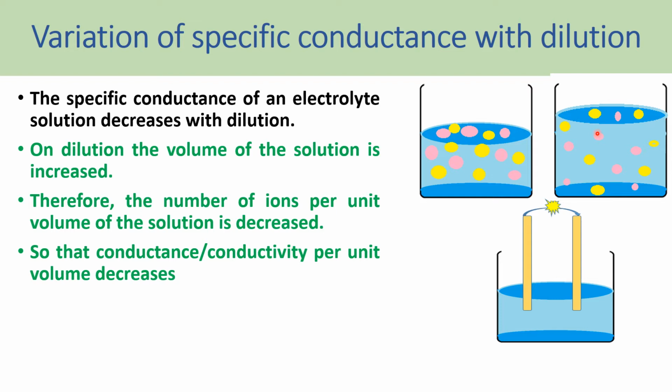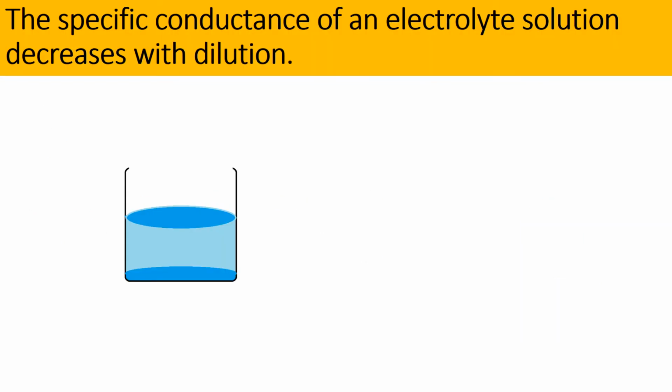We are measuring the conductance of the electrolyte solution of unit volume of the solution kept between two platinum electrodes with unit area of cross section and kept unit distance apart. That is the specific conductance or conductivity. So upon diluting the solution, the concentration of ions per unit volume decreases, so that the movement of ions decreases per unit volume. So the conductivity also decreases. This is an important point: the specific conductance of an electrolyte solution decreases with dilution.